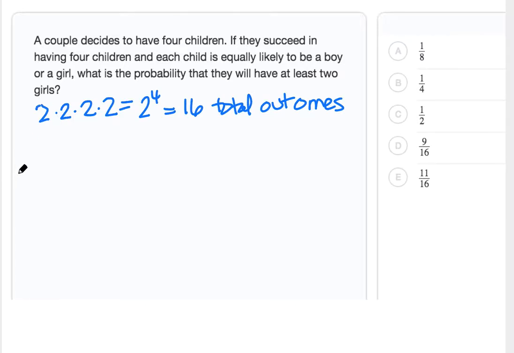Now, before continuing, it's going to save us some time if we consider that the possible outcomes of having at least 2 girls is the same as the total possible outcomes, which we already figured out to be 16, minus the possible outcomes of having 0 or 1 girl. So that's going to be a little bit faster. So let's figure out the number of outcomes for having 0 girls.